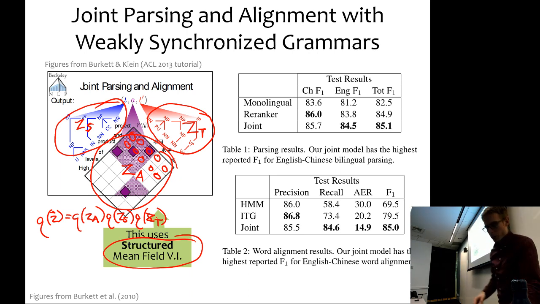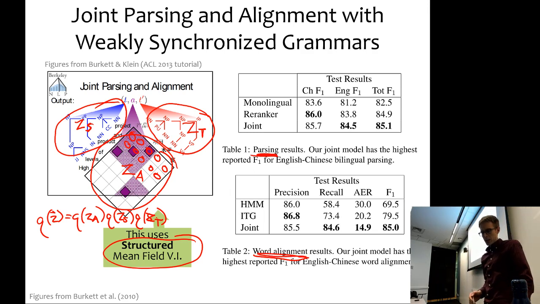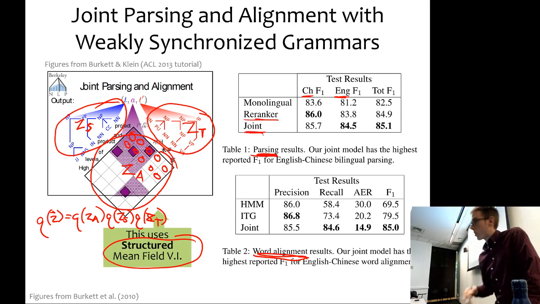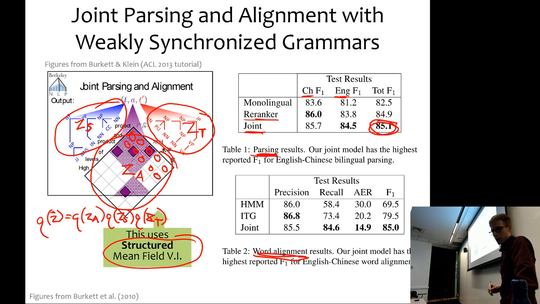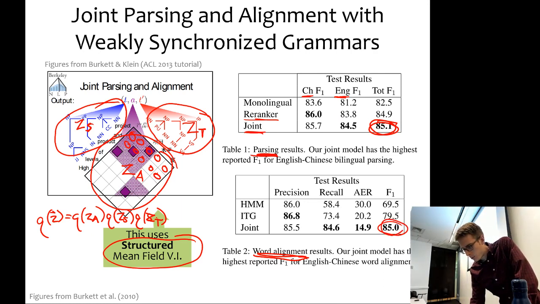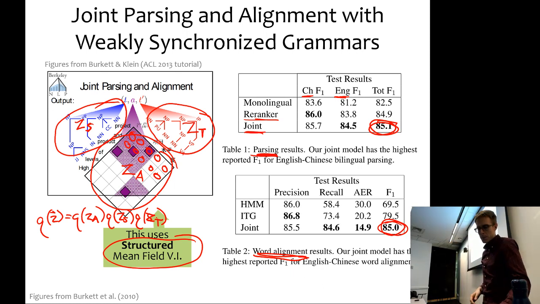And so what they report here are both parsing results, because they want to know how accurate their parsing is, and they also report word alignment results, because they want to know how accurate that is. And what they find is that, depending on which language you're looking at, Chinese or English, either a re-ranker or their joint model actually wins. But if averaged over the two, the joint model wins in terms of parsing results. And then for the word alignment results, if we look at F1, which is the harmonic mean of precision and recall, the joint model actually does a good bit better than the competing ITG model or the HMM.